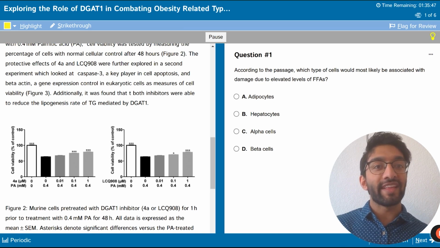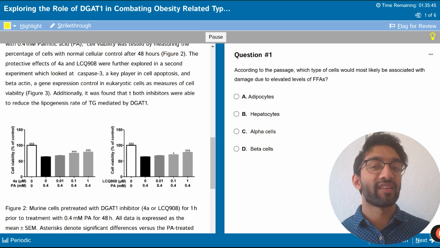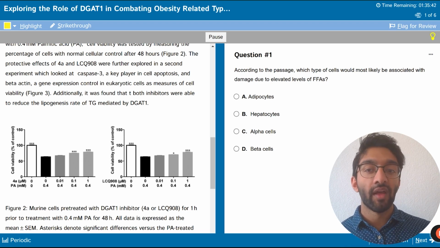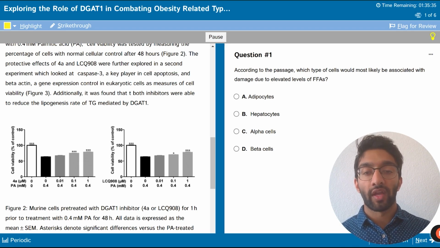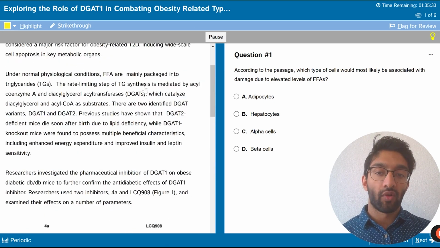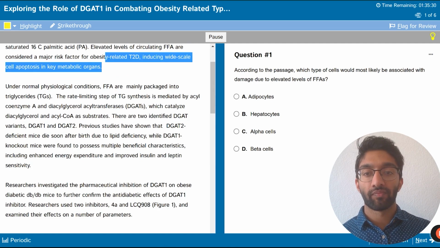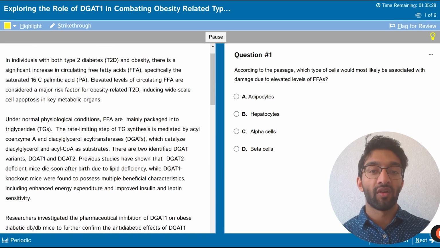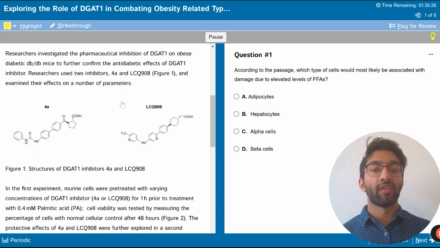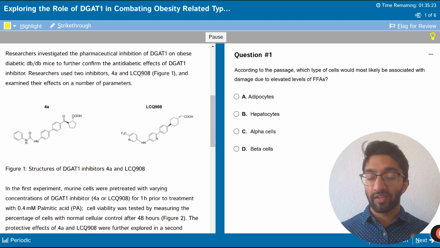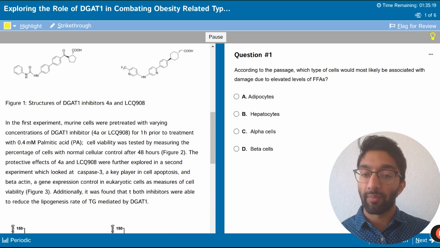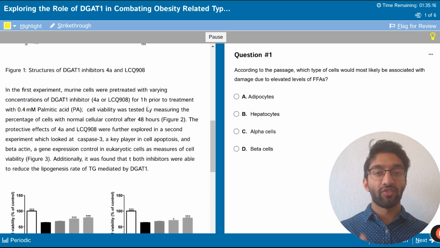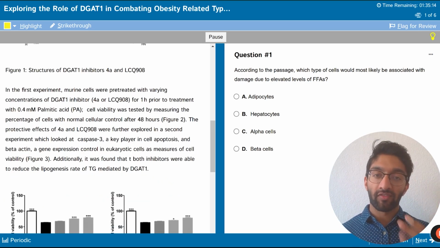Then the second thing is the protective effects. So they're already sort of leading us on that, these inhibitors are doing a good thing because they have protective effects. And to explore this, they look at caspase-3. You don't need to know what that is, but it's involved in apoptosis. And we learned earlier that there's a lot of apoptosis in diabetes, and this is because of fatty acids like palmitic acid. So if these compounds are having a protective effect, they're probably combating what palmitic acid normally does in increasing apoptosis. These are the sort of connections you want to try to make in between the paragraphs and within the passage.